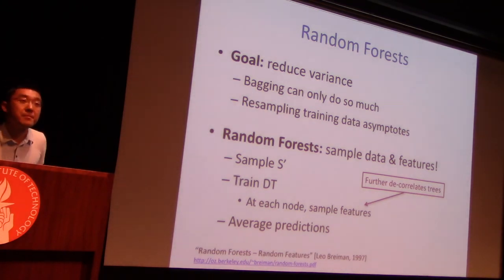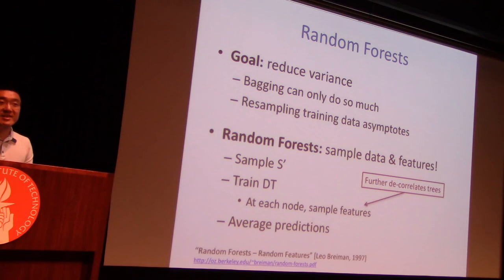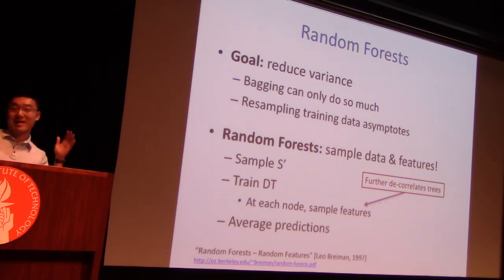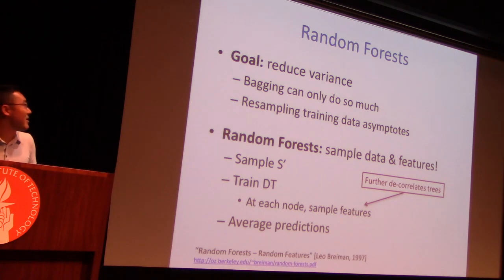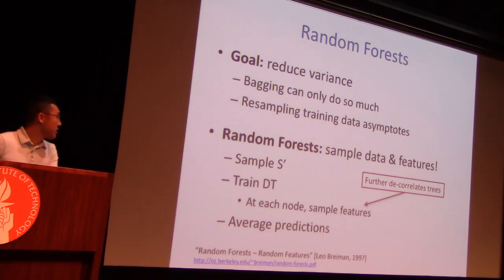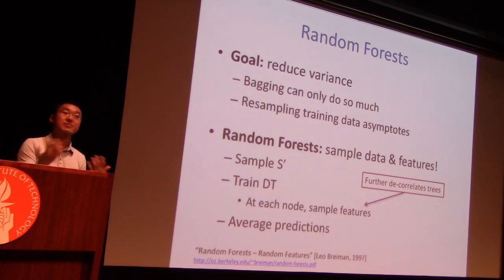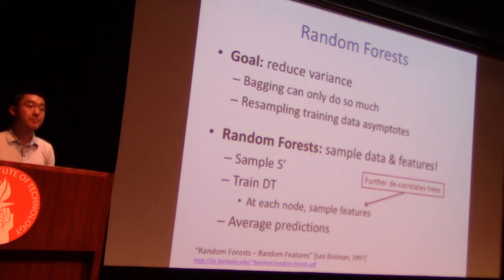How would you choose the size of S prime? S prime is typically the exact same size as S. The analysis, of course, is at infinity, but no one does that. Typically the number of trees is, let's say, 100 to 500. What does it mean to average the trees? You average the predictions. You don't average the parameters, it doesn't make any sense. You simply average their outputs.